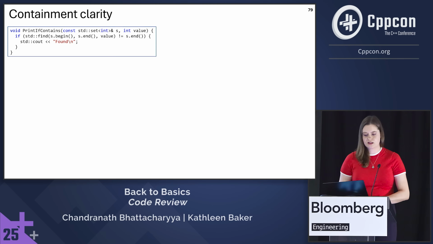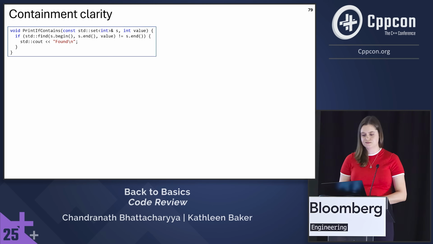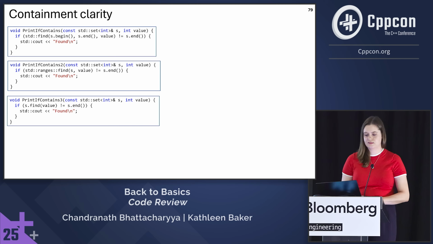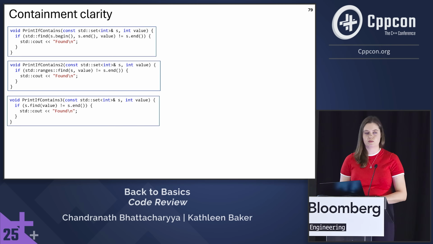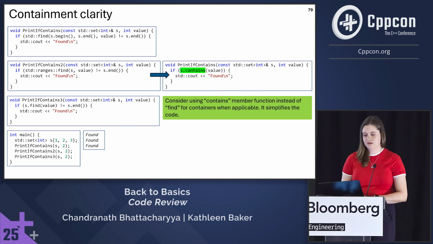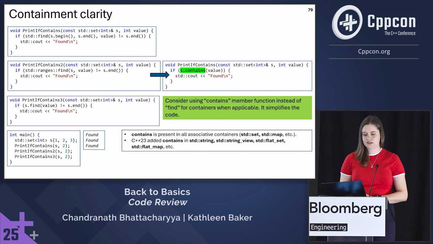Okay, containment clarity. We have a function that checks if a set contains a value. It's using std find. We have another version using std ranges find, and a third using the set find member function. So all of these work, but they're doing the same thing. Instead, we can just use the set contains member function, and this simplifies the code. Contains is present for all associative containers, and it was added in C++23 for some other types as well.